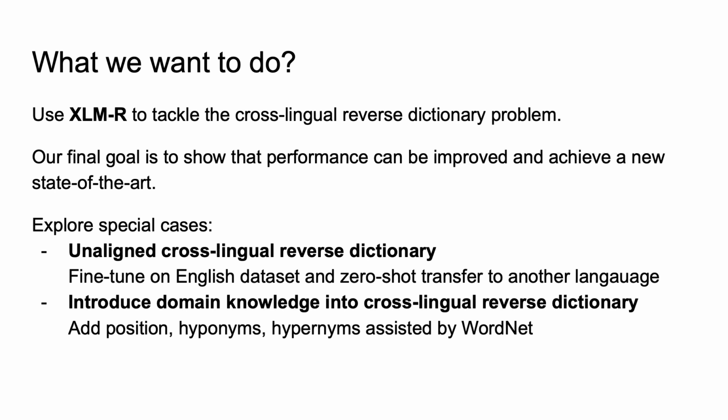Our goal is to use XLM-R to tackle the cross-lingual reverse dictionary problem, and we would like to show that performance can be improved, and hopefully we can achieve a new state of the art. We would like to look at two special cases. One is the unaligned cross-lingual reverse dictionary, which means we want to fine-tune our model on an English dataset and evaluate it on a completely new language. Also, we would like to try and introduce structured knowledge into the problem. We would like to take this structured knowledge from WordNet.